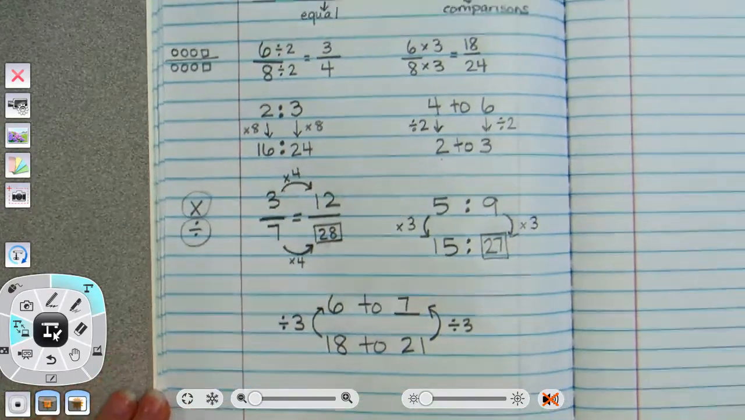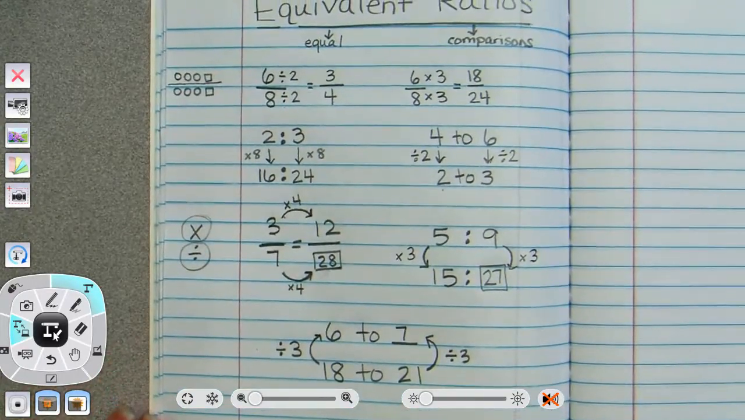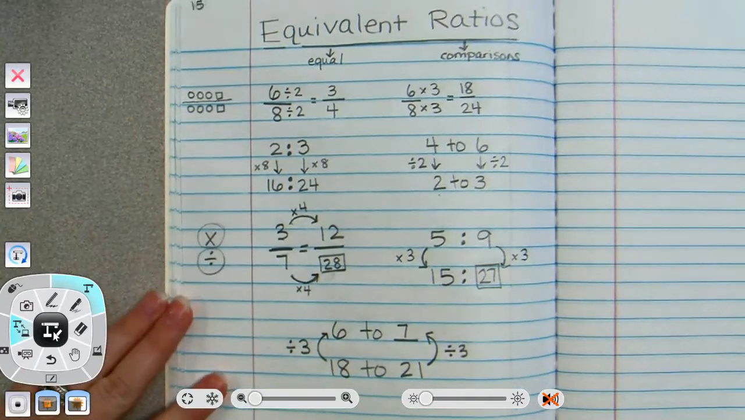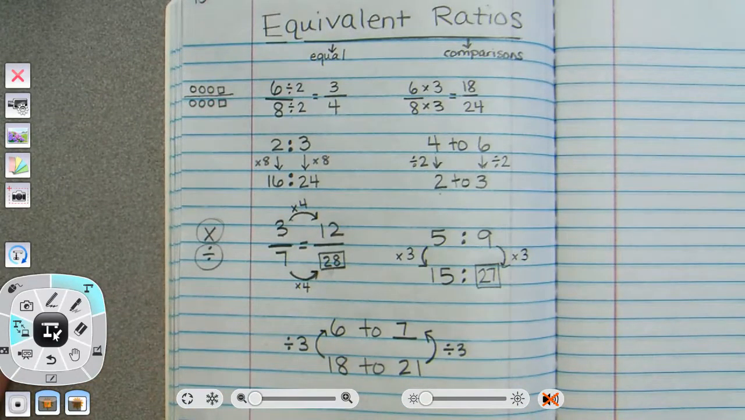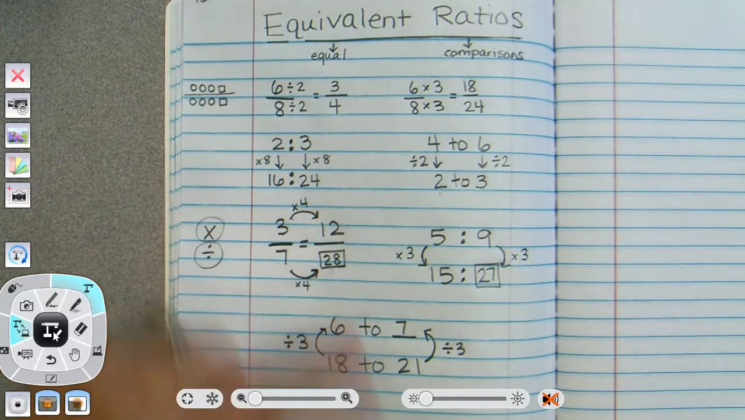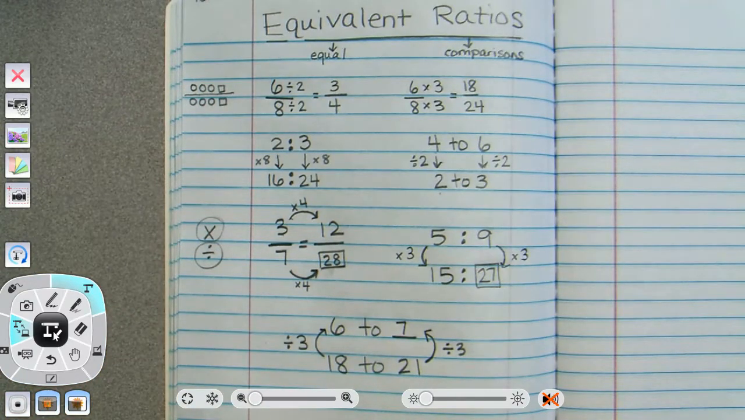What I really want us to remember today is that equivalent ratios, although the numbers are different, are equivalent or equal to each other. And a great way to remember this is whatever you do to one number, you do to the other number. So here, when we multiplied one number by 4, we multiplied the other number by 4. It's just like when we are simplifying fractions. Whatever you do to one, you do equally to the other.